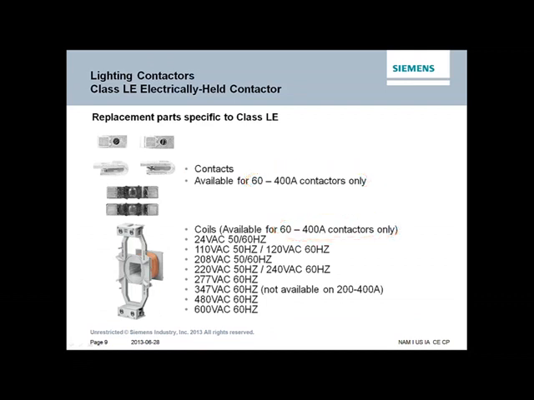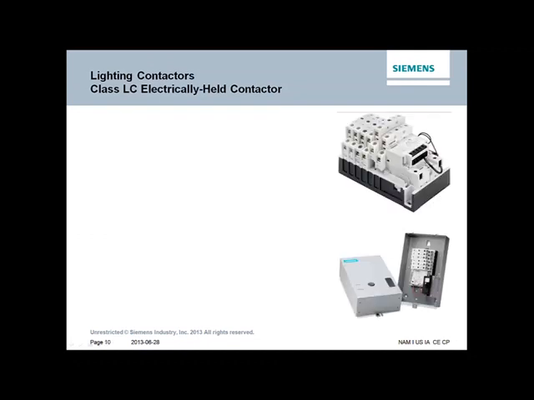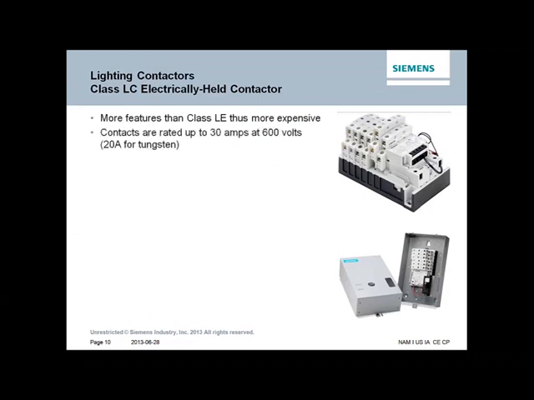Next, we will look at the Class LC electrically held contactor. It does have more features than the Class LE, thus it is more expensive. The contacts are rated up to 30 amps, 600 volts. Unlike the Class LE, where we have multiple sizes ranging from 20 amps up to 400 amps, the LC has only one size, which is a 30 amp contactor. One note is that for tungsten loads, its rating is only 20 amps. So it is always ideal to know the application, what type of lighting loads, tungsten, ballast, or some other type of load.